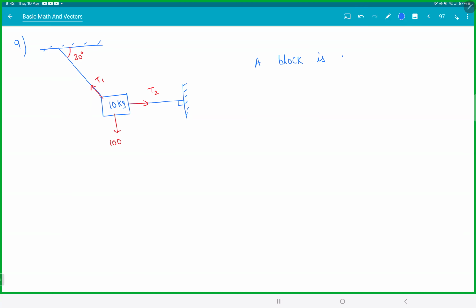So the block is attached to 2 strings at rest. Find T1 and T2. Let's try this thing.